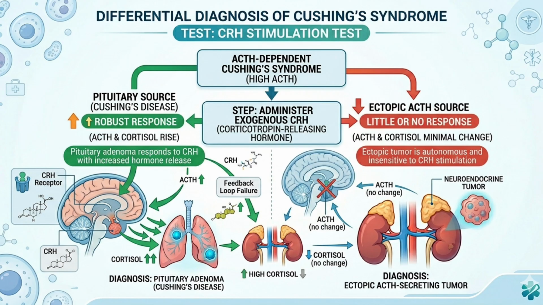On the other hand, ectopic ACTH-secreting tumors, such as those in the lungs, typically do not have these receptors. Because they are autonomous, they show little to no response to the CRH injection. ACTH and cortisol levels remain largely unchanged.